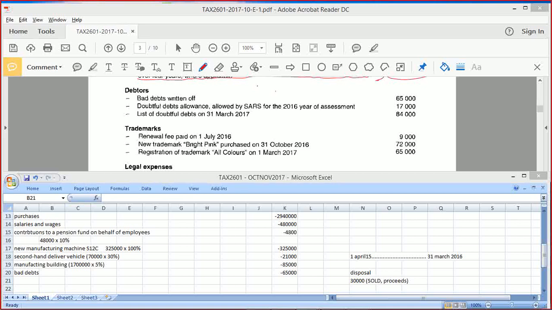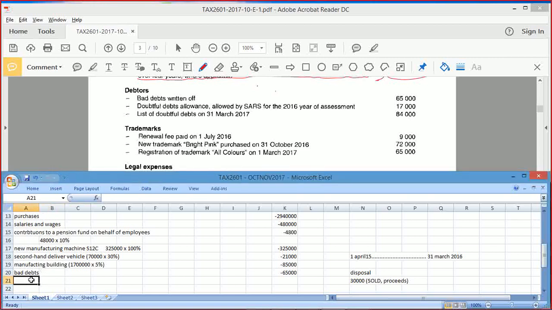Okay, now I don't have that on page 16. Oh, just go up, sir. Yeah, I see it. Okay, so there's the bad debt. Yeah, 25% is the correct thing. And notice, the 25% doubtful debt allowance is only applicable to the list of doubtful debts. Okay, so do I have a list? Yes, sir, I do. Can I take 25% of it? Yes, I can.